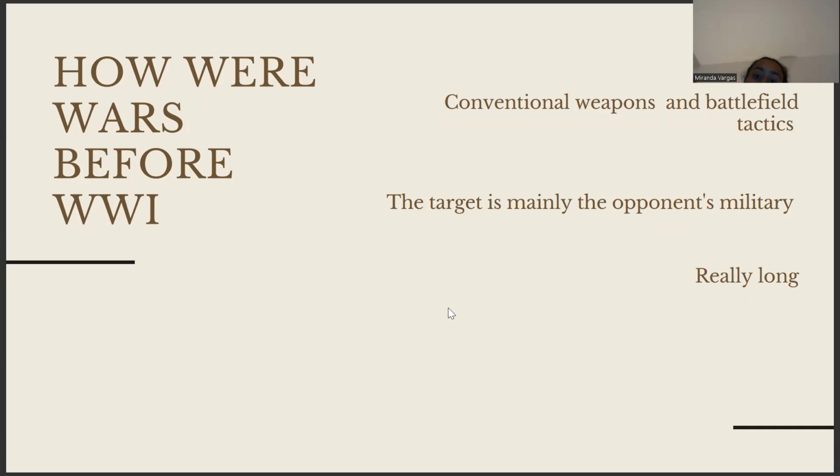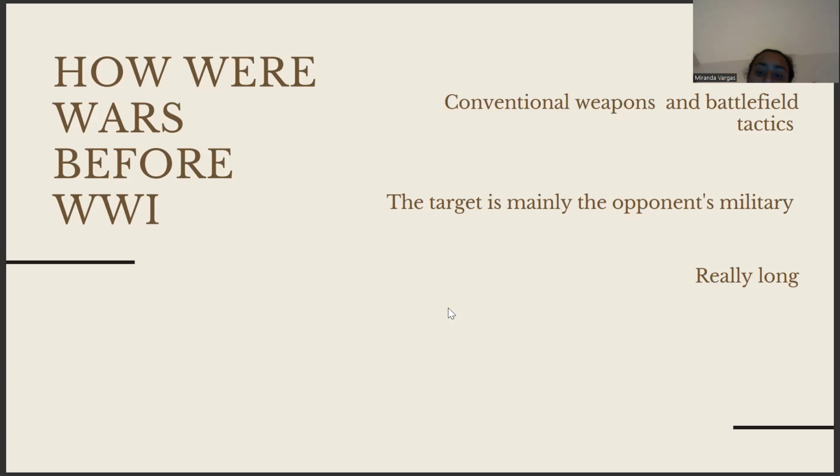The second point is that the target was mainly the opponent's military. The population was not really involved, they weren't really affected. And that takes us to the third point, that wars were really long and really common. They were used as a regular way of solving conflicts between nations, but it wasn't really a problem because the population was not that affected. It was only the militaries, so it was not that big of a deal for people outside the military.